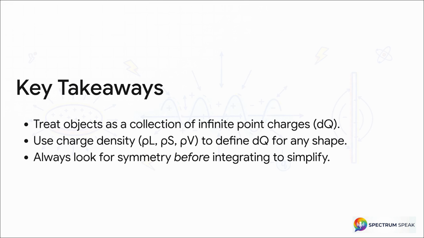First, the big idea. Take any big charged object and just break it down into a bunch of infinitely small point charges, dq. Second, use the right tool for the job, the right charge density: rho L for lines, rho S for surfaces, and rho V for volumes. Use that to define your dq. And third, the pro tip, always, always, always look for symmetry. See if you can make parts of the field just disappear before you even start the math.